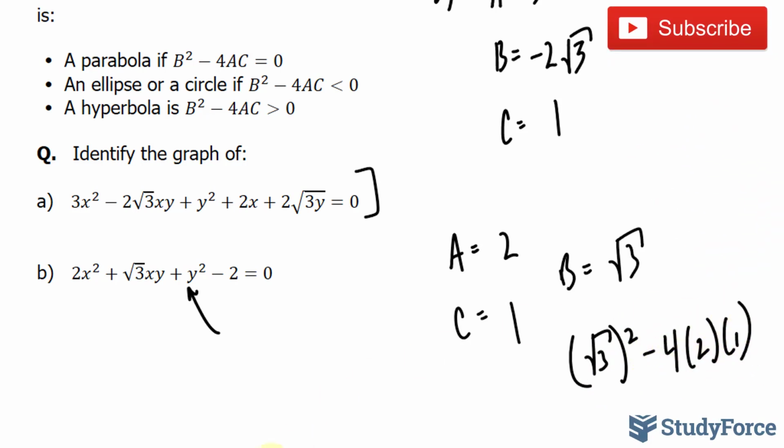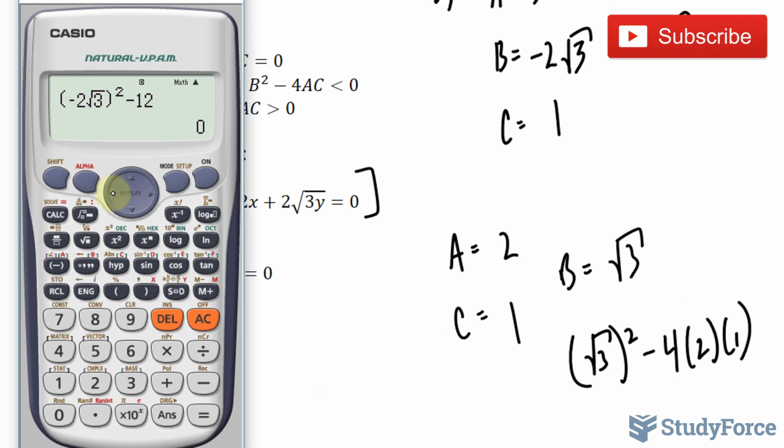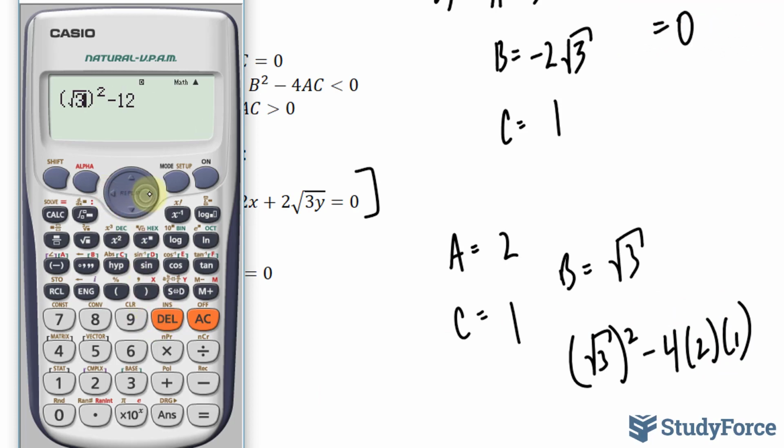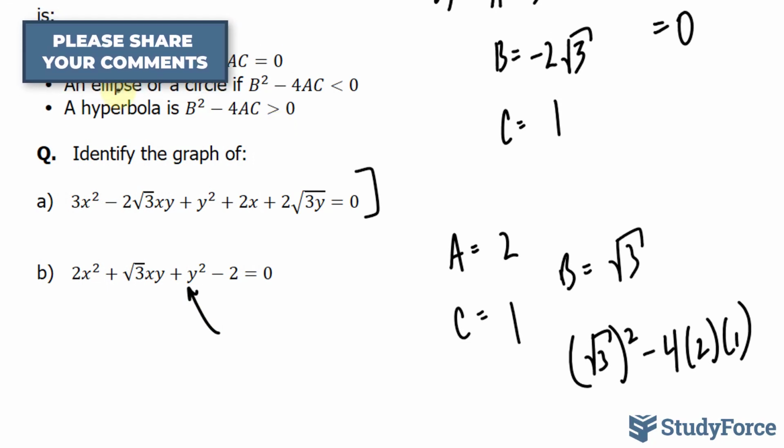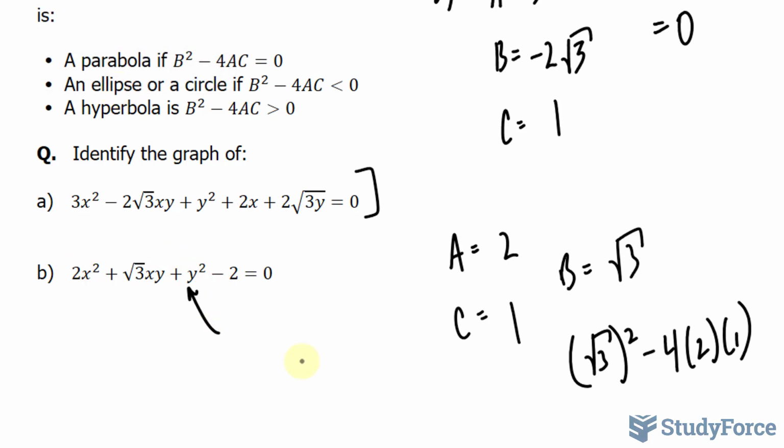1. Using our calculator, once again, and 4 times 2 is 8. We end up with a negative 5. And negative 5 is less than 0, so this is either an ellipse or a circle. And from our previous video, we learned that when you graph this, you should get an ellipse.